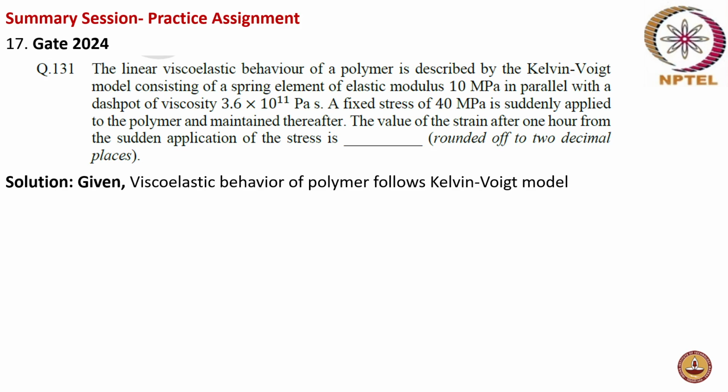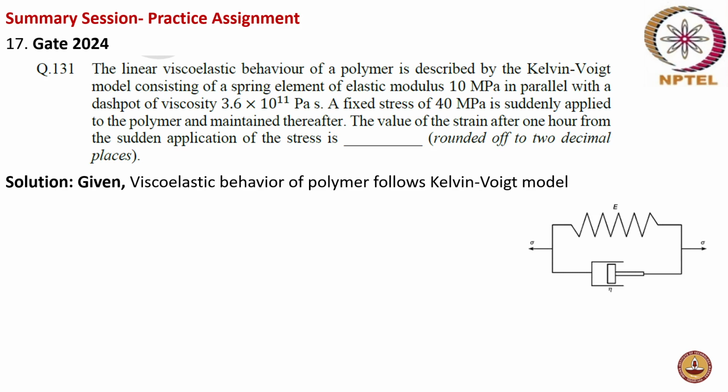Both of you, we just solved the Maxwell model. Now you can get an idea of the Kelvin-Voigt model. So epsilon t is equal to sigma naught by E into 1 minus e power minus t by lambda R. That is the Kelvin-Voigt model. Paul, you want to say something? No idea, ma'am.